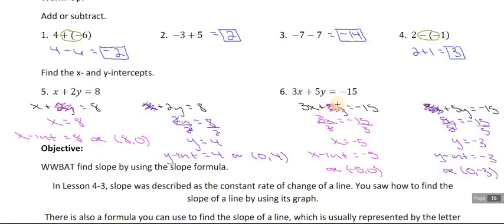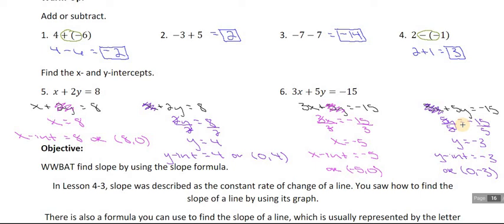To find the x-intercept, make the y terms go away. We are left with 3x equals negative 15. Solve, and we get our x-intercept equals negative 5, or the ordered pair negative 5, 0. For the y-intercept, we make the x terms go away. We have 5y equals negative 15. Solve for y. The y-intercept is negative 3, or the ordered pair 0, negative 3.